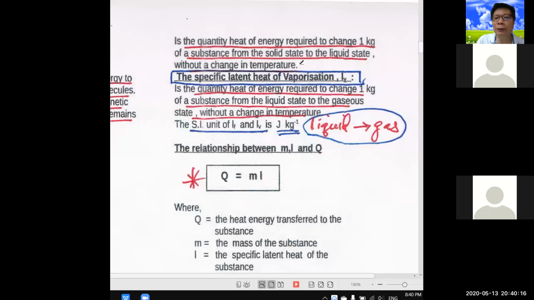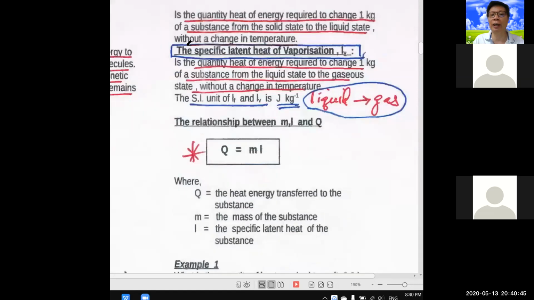This latent heat of fusion does not involve change in temperature, no change in temperature. So it's only specific for 1 kilogram, not 1 degree Celsius like specific heat capacity. This one has no 1 degree. It's only specific to 1 kilogram of substance. You want to change 1 kilogram of substance from solid to liquid, so that is called specific latent heat of fusion.